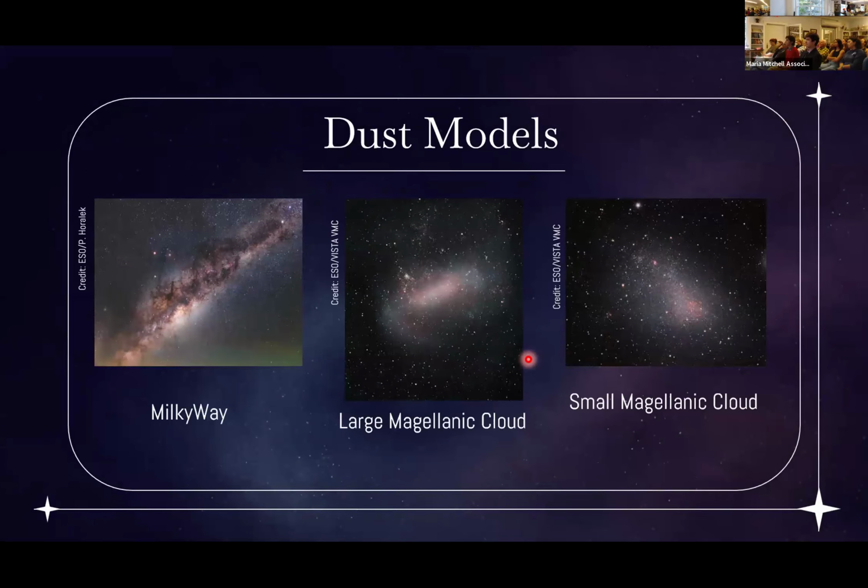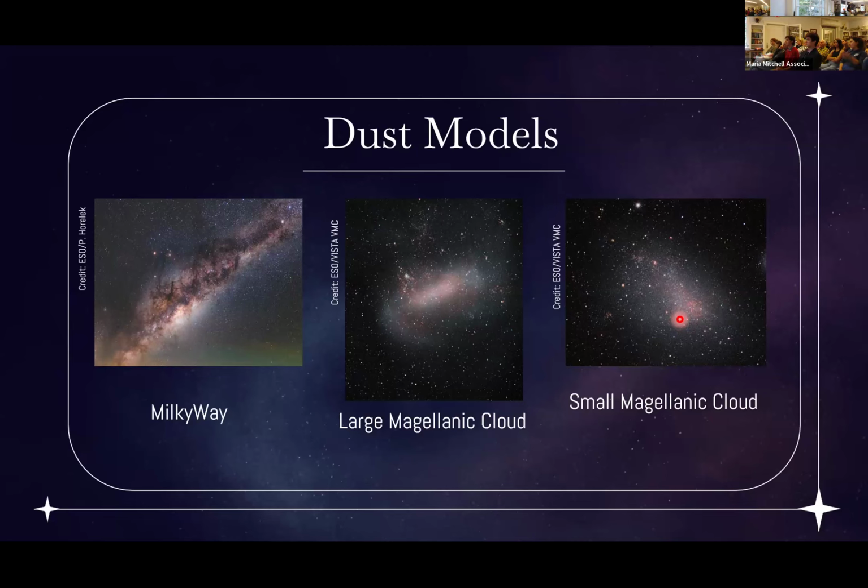And so here are the three models I'm working with. They're based on the environments of the Milky Way, Large Magellanic Cloud, and Small Magellanic Cloud. Despite the names of clouds, these are actually whole galaxies, just smaller companions of the Milky Way. They're close enough that we can study the dust in detail, and what we find is that each one has different kinds of dust.